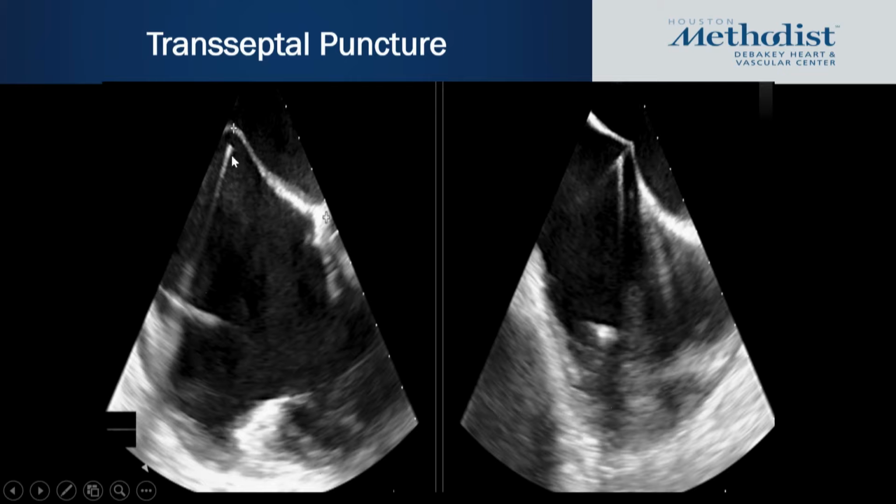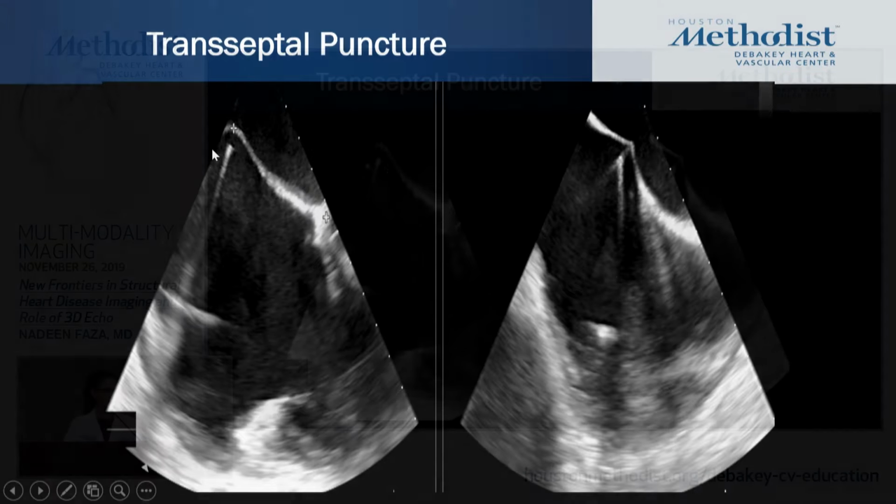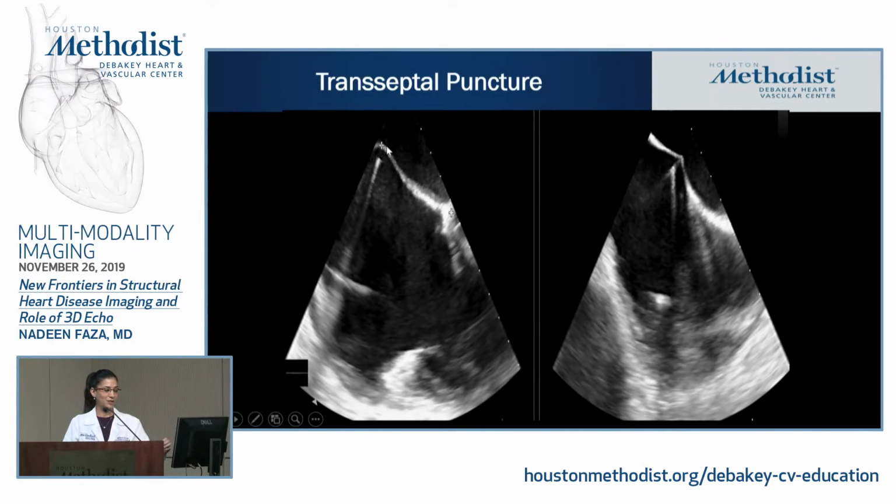During the transseptal puncture, you start by guiding the interventional cardiologist to your ideal transseptal site. After that, you would measure the distance between the transseptal site and your mitral annulus if you're performing a mitral procedure. Ideally, you'd want it to be about 4 centimeters in a mitral clip procedure.